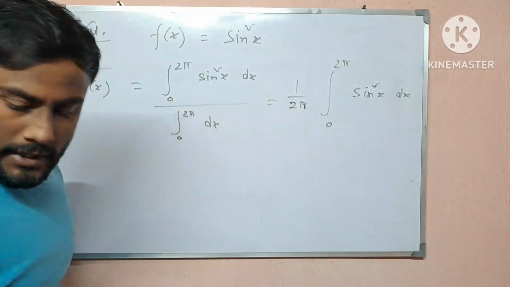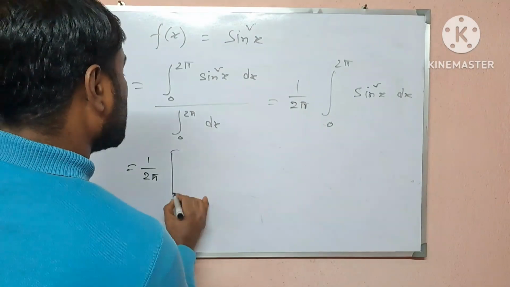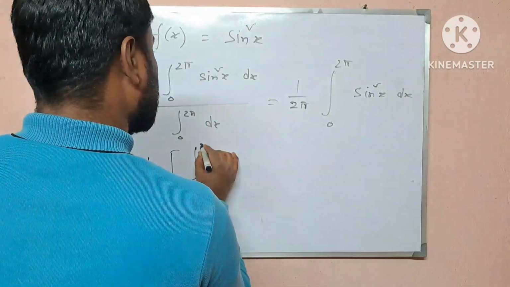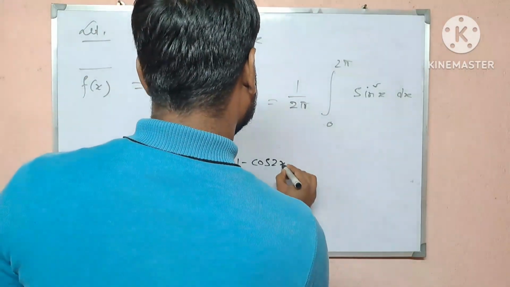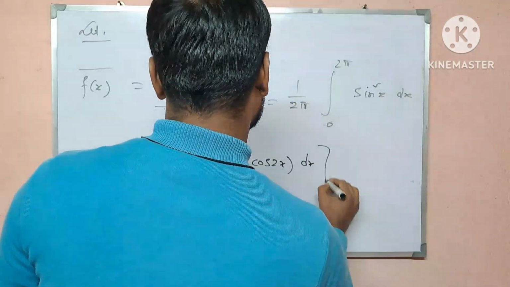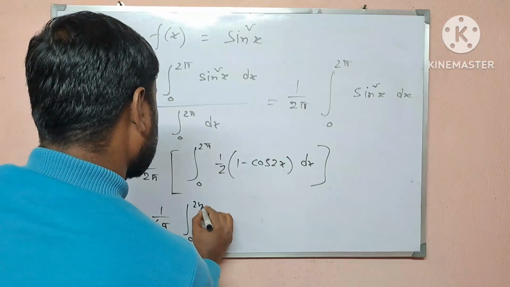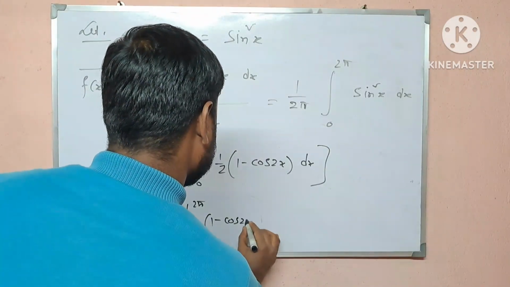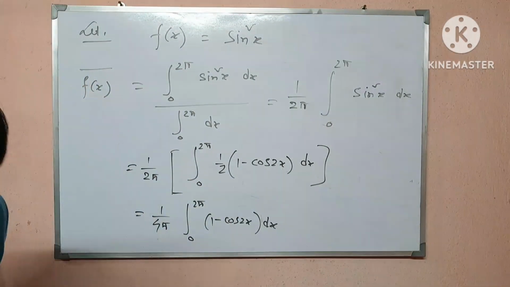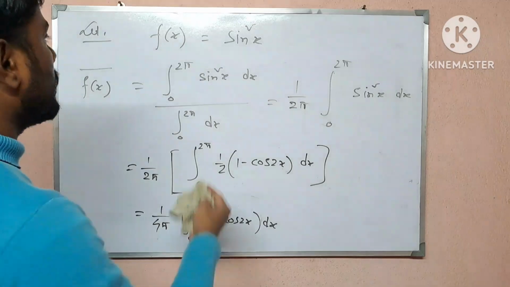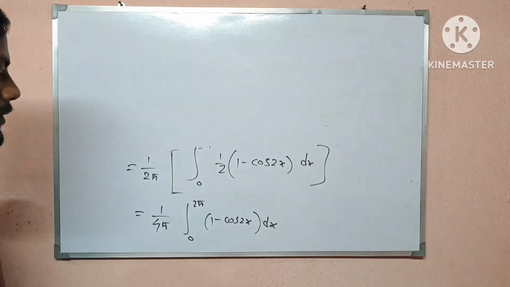So now similarly we can write here 1 by 2 pi, and here we will write 0 to 2 pi half of 1 minus cos 2x into dx. So it will be 1 by 4 pi, now 0 to 2 pi 1 minus cos 2x into dx. This half and this 2 pi becomes 4 pi. Now we can wrap the upper part.